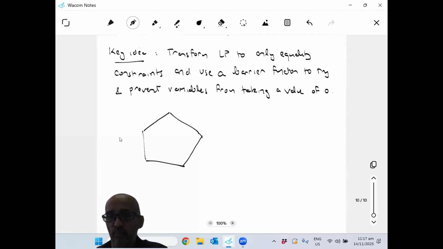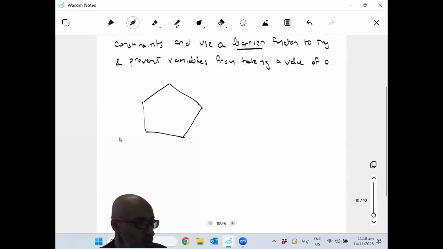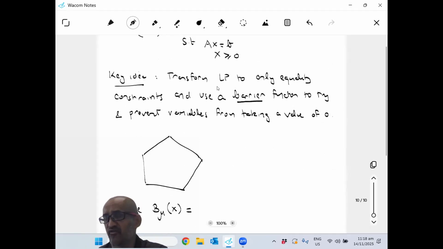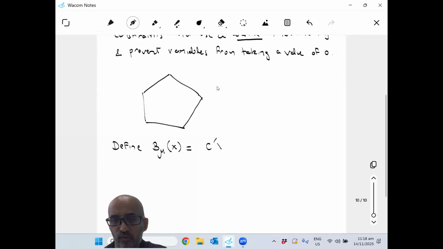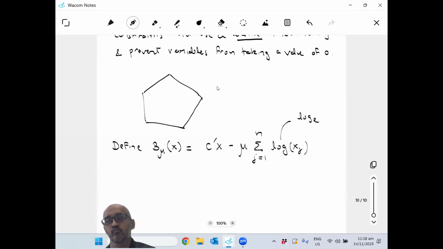You create something called a barrier function. So I'm going to first define the barrier function. It's parameterized by a non-negative number mu, in the following way. You take the original objective function c transpose x minus mu times the summation over j going from 1 up to n of log x_j. And this is natural log, everything here is natural log, log to the base e.